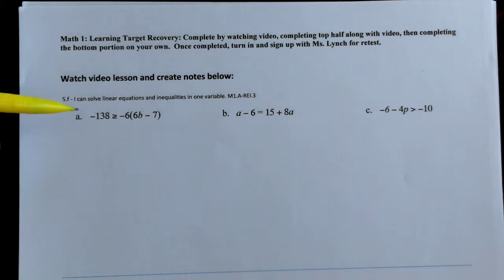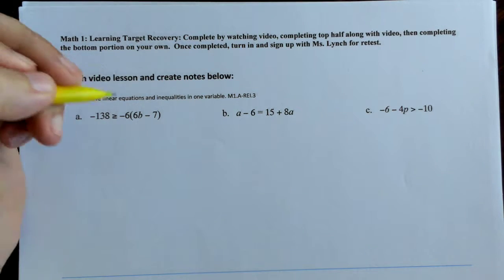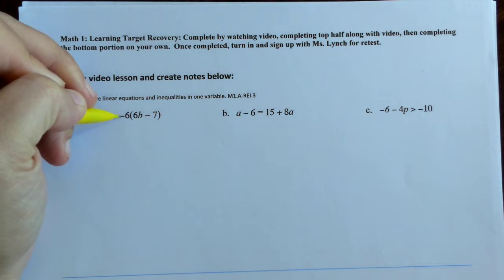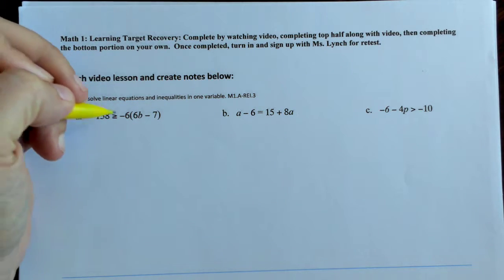All right, so I'm going to work through number one here. And we've got an inequality sign, and so we need to be thinking about that as we're solving, what's happening to that inequality sign. First thing before I can solve this, I really need to distribute this -6 and simplify it.